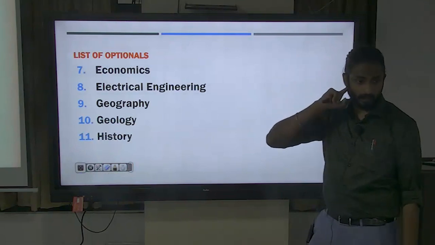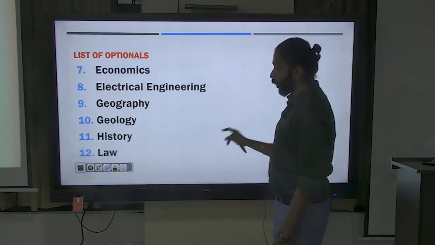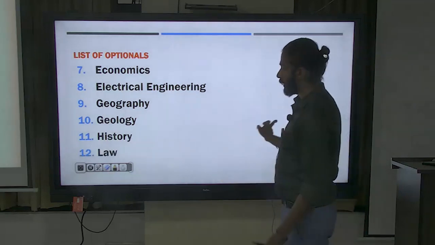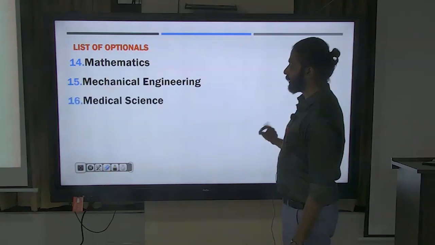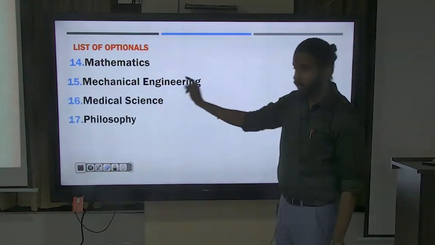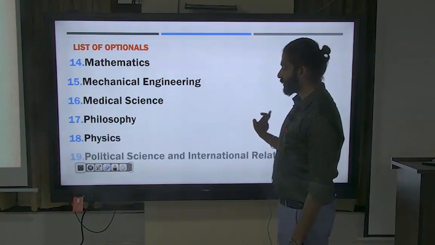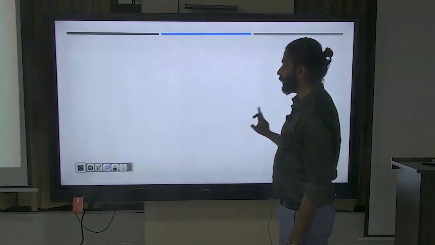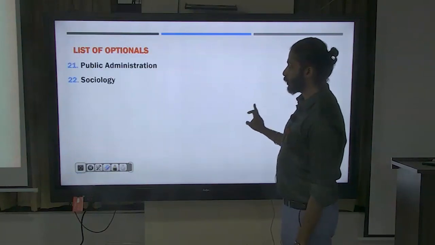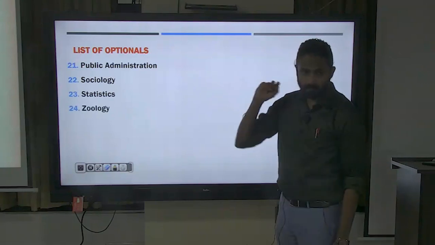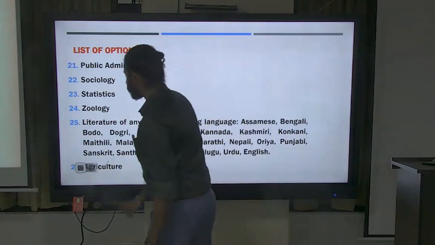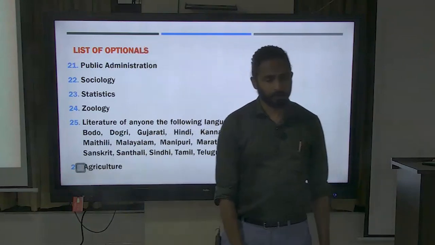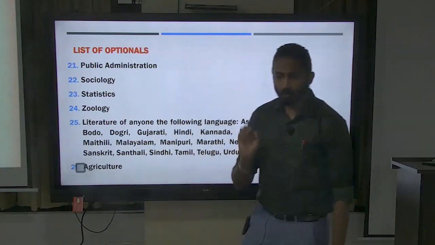Geology is a sub part of geography, maybe we can say. History, law is there, another thing you study in your college, management, mathematics, mechanical engineering, medical science, philosophy, physics, political science, psychology, public administration, sociology, statistics, zoology, literature and agriculture. These are the 26 options given by UPSC, out of which you have to pick one optional.